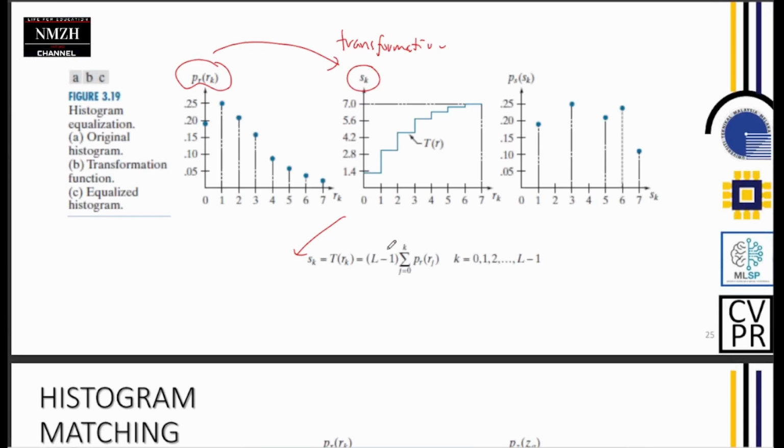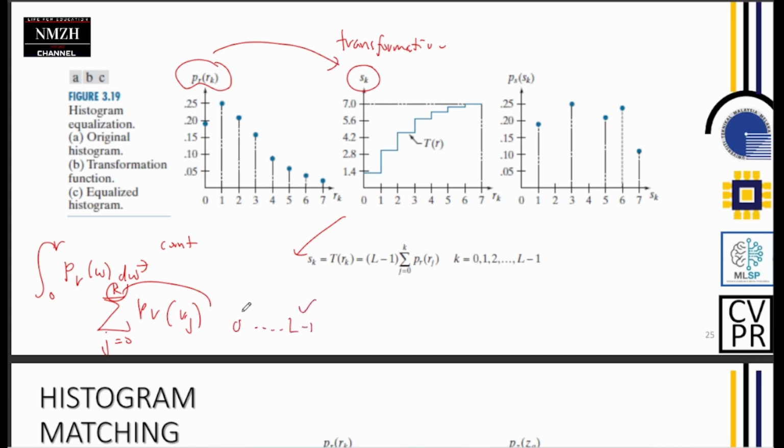Okay. So this equation will be used over here, because the one that we discussed earlier is 0 until R, right? So this one is the continuous. So in order to make things happen in discrete, basically we need to change this one. Let's say sum over J, K, PR of RJ. So meaning the K is depending on, let's say, 255, the maximum value of the intensity.